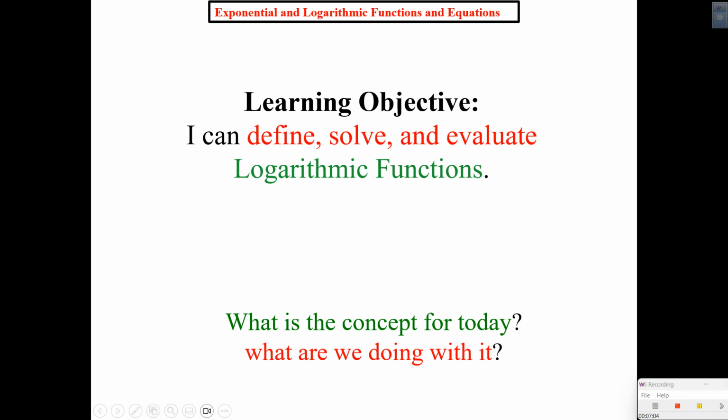All right, get a Cornell note ready, please. I can define, solve, and evaluate logarithmic functions. You're like, what is that, Mr. Q? Well, we're going to find out today. Let's go.